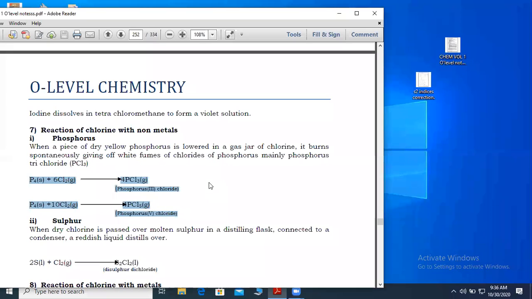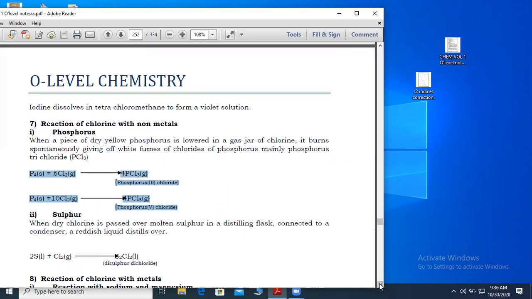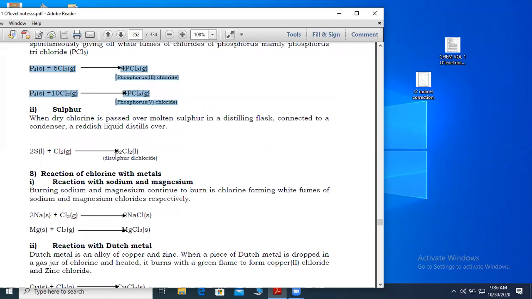This is the same case that occurs when phosphorus burns in oxygen. Remember, it forms phosphorus trioxide and phosphorus pentaoxide. So visit that work and remember it very well. Then sulfur reacts with chlorine to form disulfur dichloride. But this is not common. These ones, we looked at them.